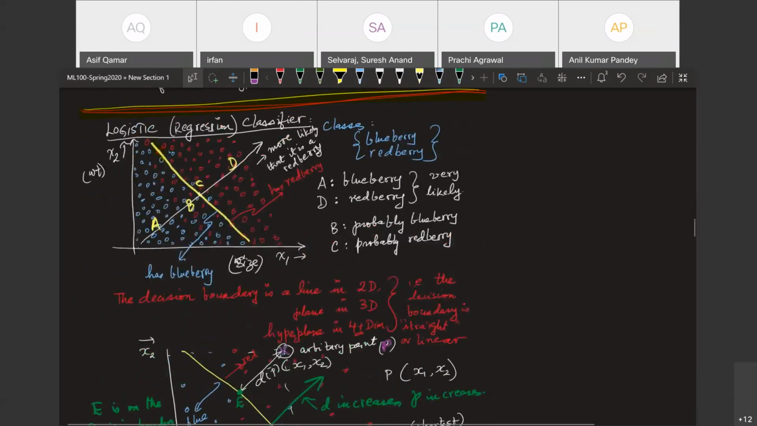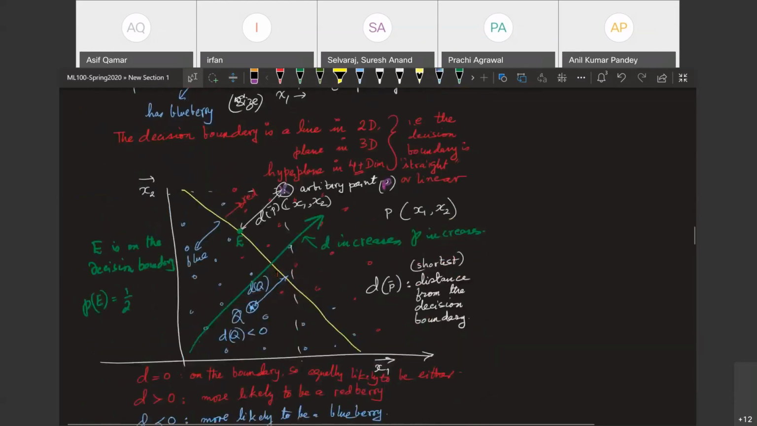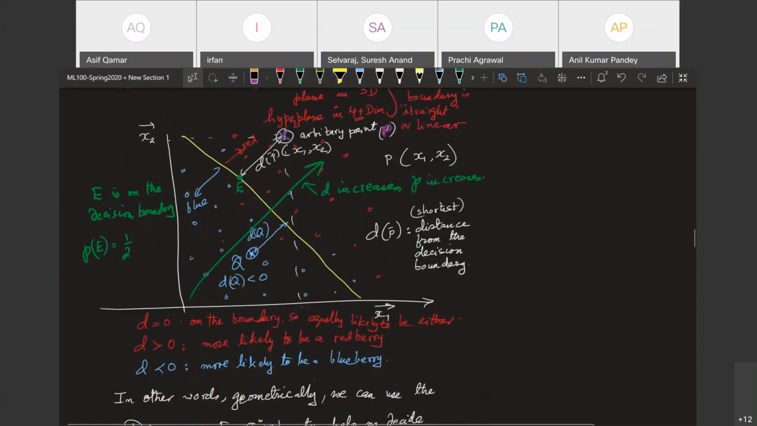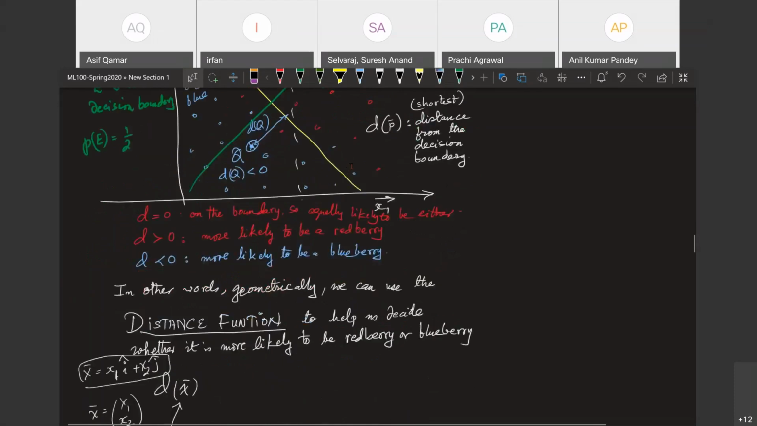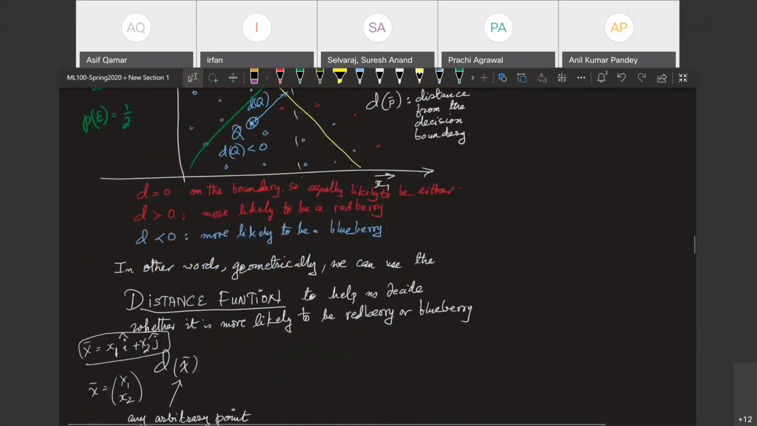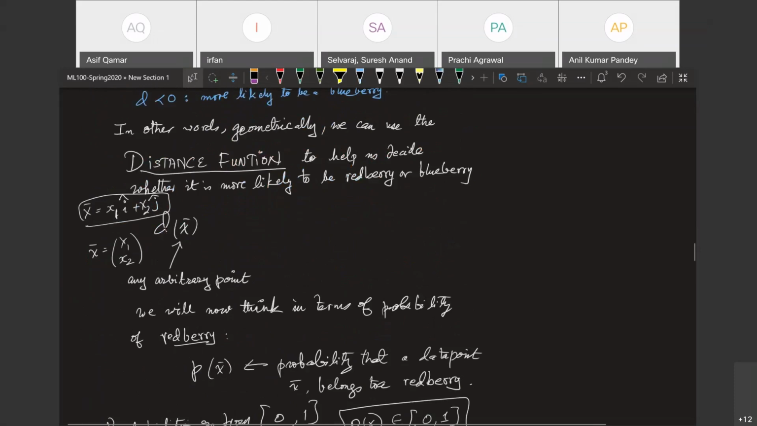Then we talked about logistic regression. What is logistic regression? And I said that we went through the derivation of the logistic regression. What it means in simple terms to review is the further you are from the decision boundary, the more clear the signal is. You're very sure that it is a blueberry if you are far from the decision boundary in the lower region. And if you are far away in the positive region, red region, you are much more sure. So distance from the decision boundary is called the distance function.